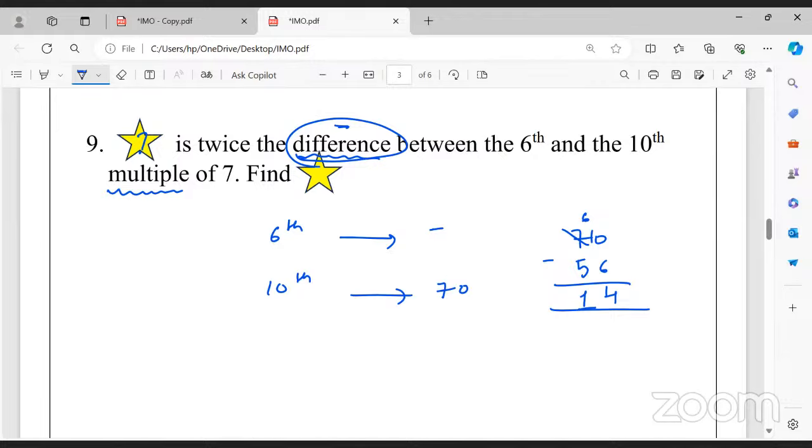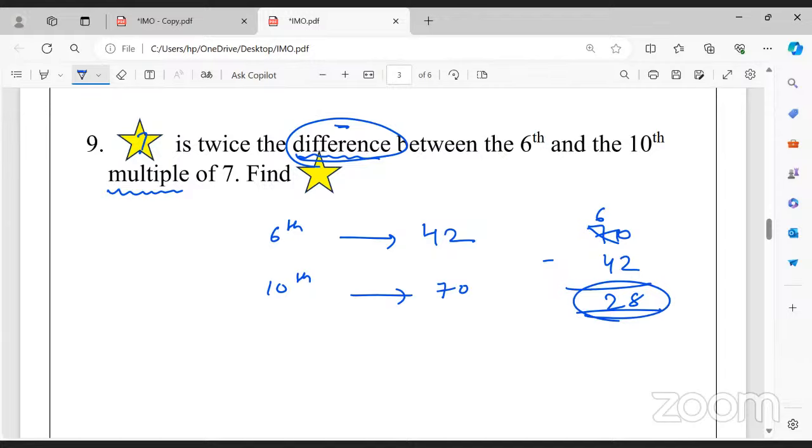I made a mistake here. It's 7 sixes are 42. Why did everybody write 56? Yes, it is 70 minus 42. What is 70 minus 42? Yes, it is 28.